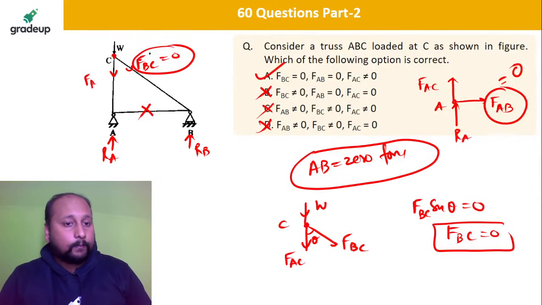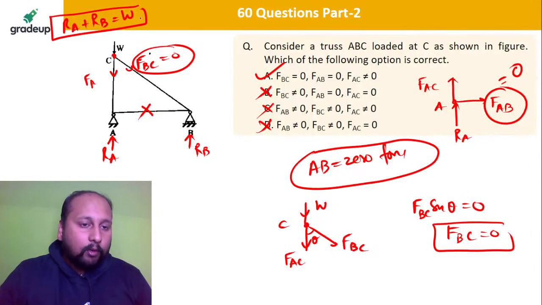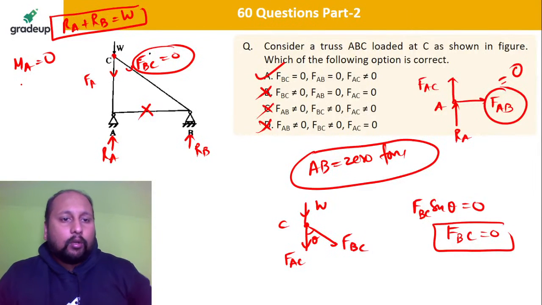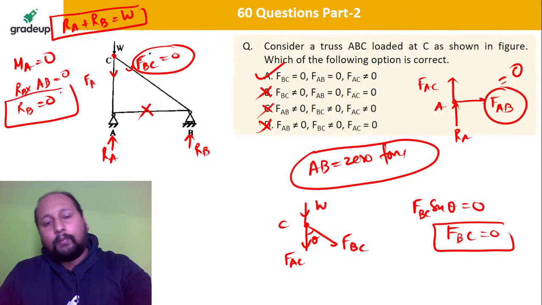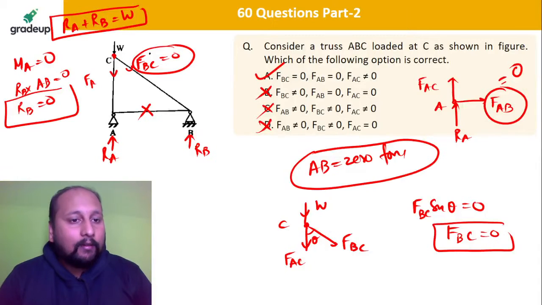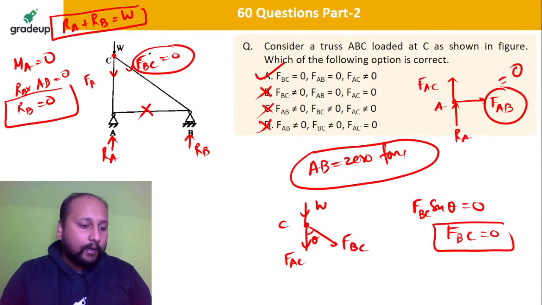Exactly. Perfect. We know that RA plus RB is equal to W. Let us take moment about point A. You are having confusion with reaction forces. Let us take moment about point A and make it equal to 0. So we'll have RB into the distance AB equal to 0. That means RB equals 0. So reaction B will also be equal to 0. That means RA will be equal to W Newton. Yes, RB is 0. We have just proved it.